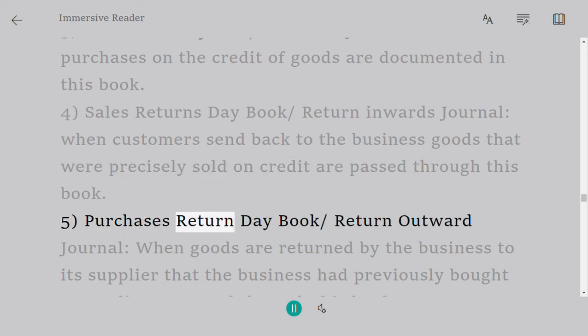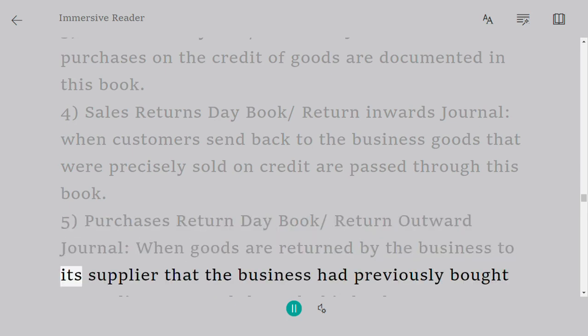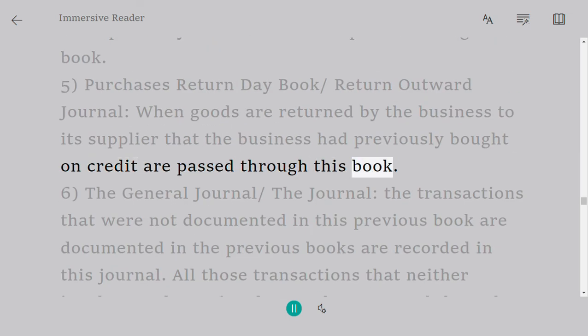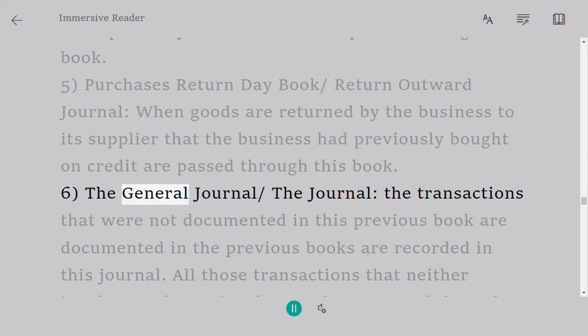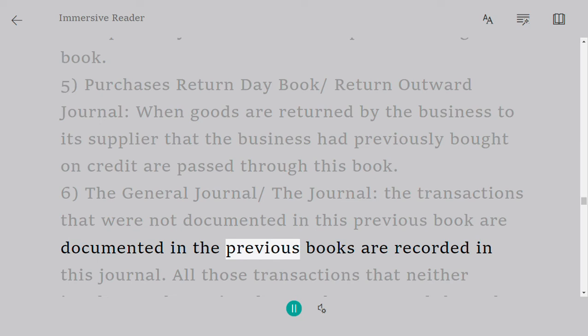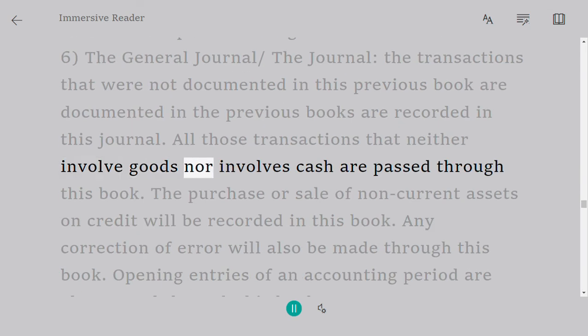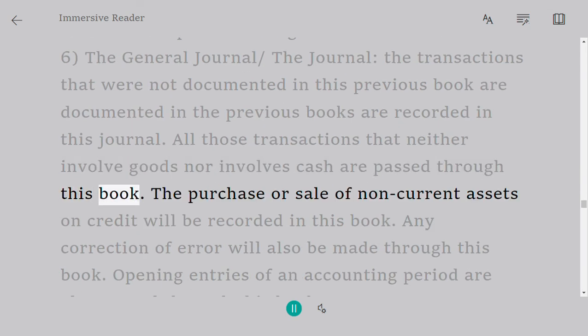5. Purchases returns book/returns outward journal. When goods that the business has previously bought on credit are returned by the business to a supplier, they are passed through this book. 6. General journal/ledger journal. The transactions that were not documented in the previous books are recorded in this journal. All those transactions that neither involve goods nor involve cash are passed through this book.